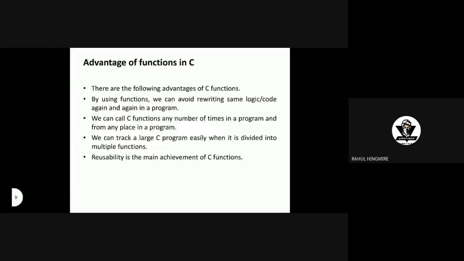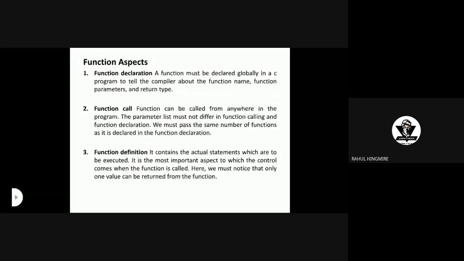Now function aspects. If I want to use a function in my program, what do I have to do? A function has 3 aspects: function declaration, function call, and function definition. So if you want to use the function in your program, the first thing is what? Your function must be declared. How is it declared? It must be declared globally. Globally means what? Below the header file, above the main function.